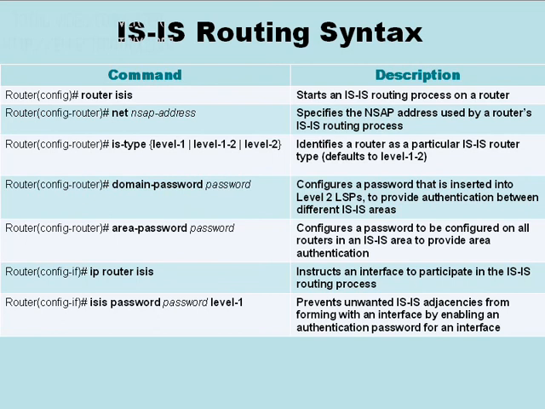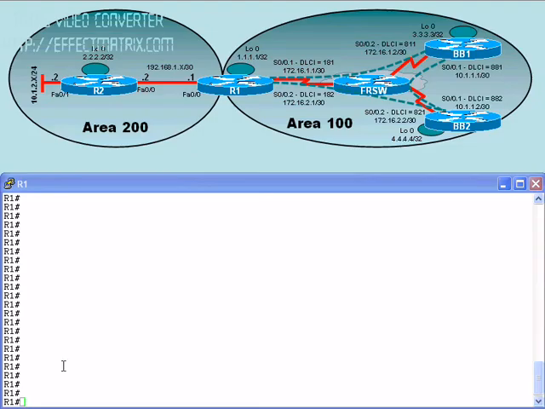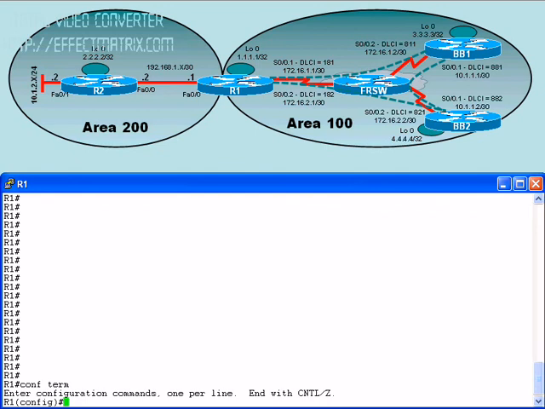Let's now go out and see how to set up integrated ISIS. Let's begin our configuration on router R1. On router R1, we go into global configuration mode, and let's begin the ISIS routing process by saying router isis.